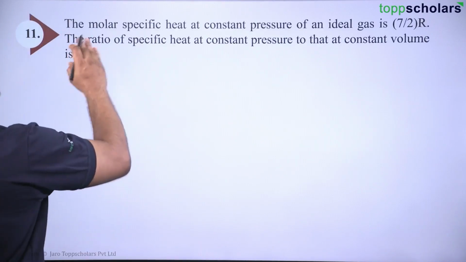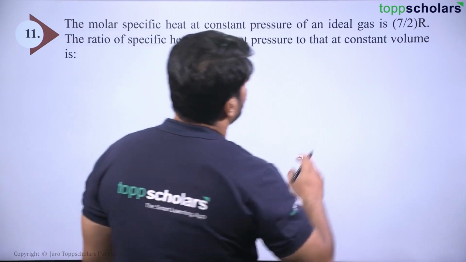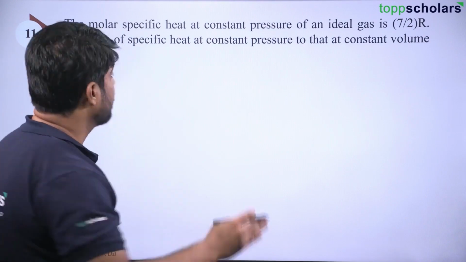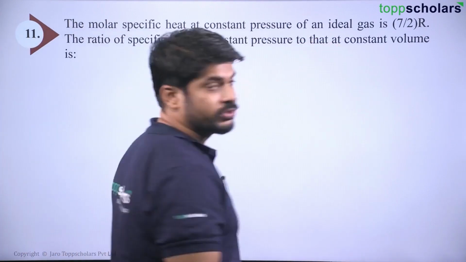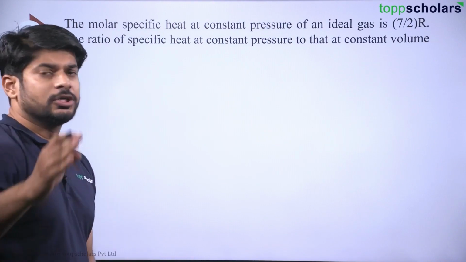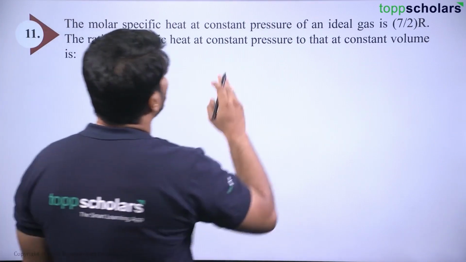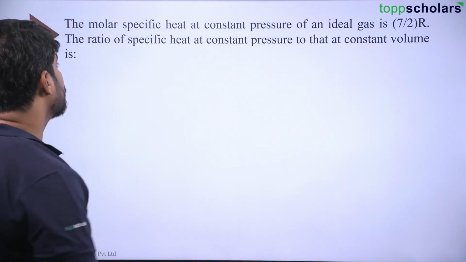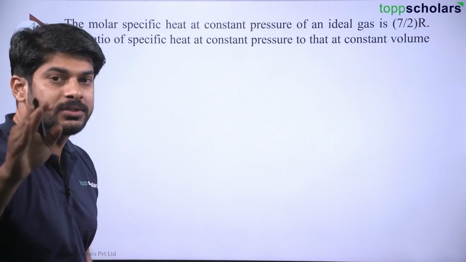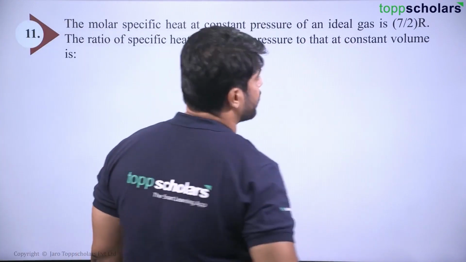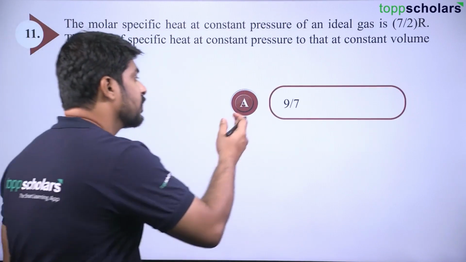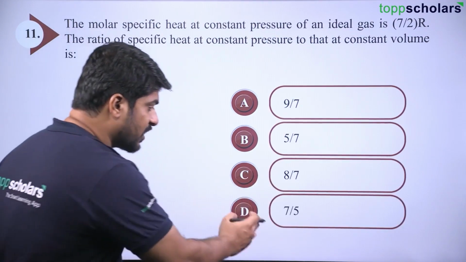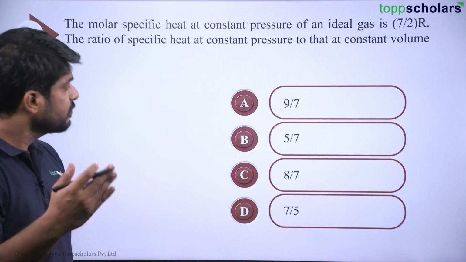Question number 11. The molar specific heat at constant pressure of an ideal gas is 7/2R. The ratio of specific heat at constant pressure to that at constant volume is what? First of all, the molar specific heat at constant pressure is given to us and it is 7/2R. We have to find out the ratio of specific heat at constant pressure to that at constant volume. Options are 9/7, 5/7, 8/7 and 7/5. Which of these is the correct answer?